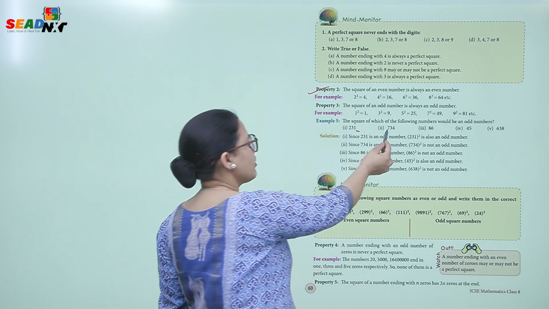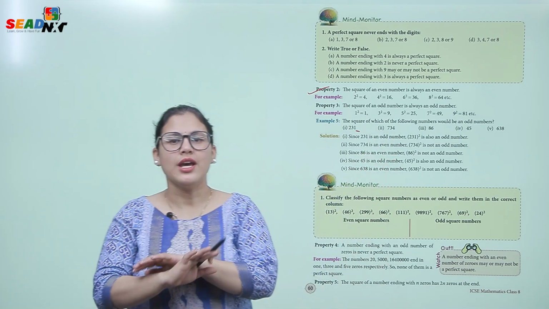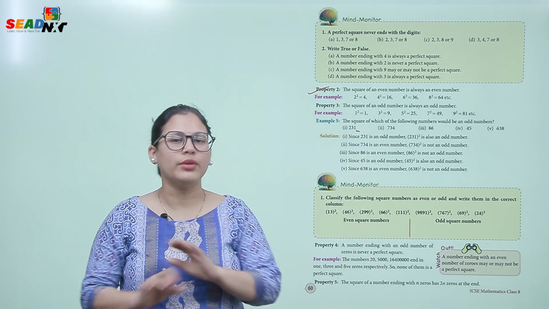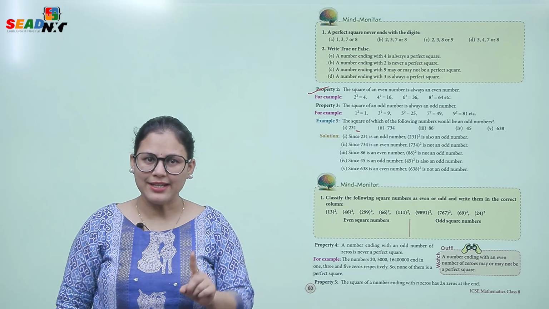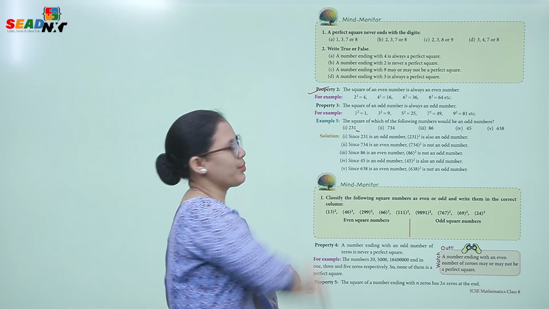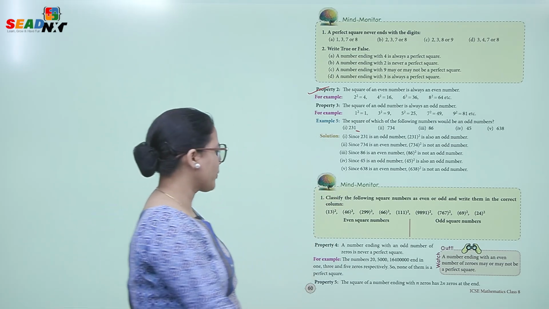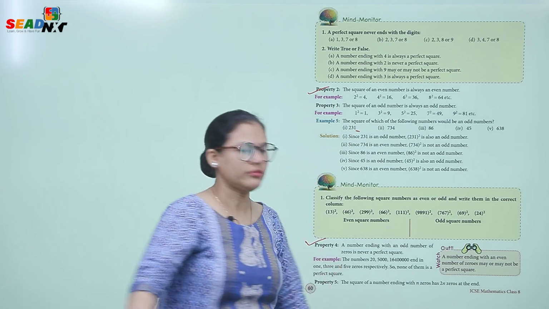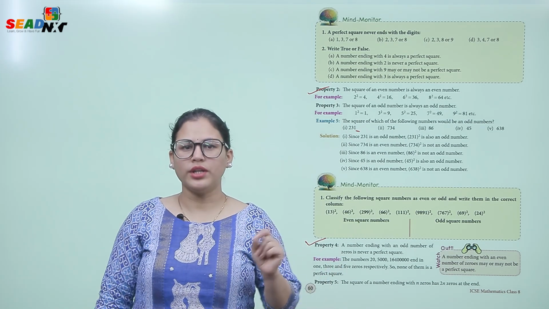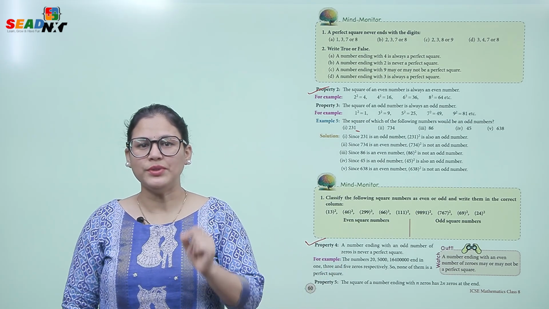Okay, and 734, this is an even number, so its square will be an even number, not an odd number. Is that clear? So keep in mind these two properties. Now move on to the next property, property 4. A number ending with an odd number of zeros is never a perfect square.